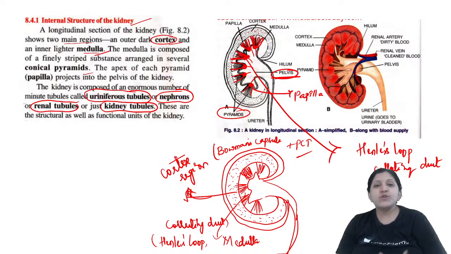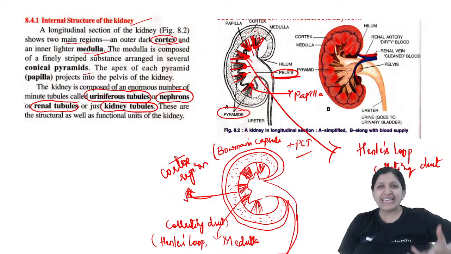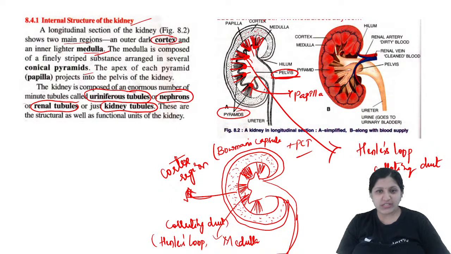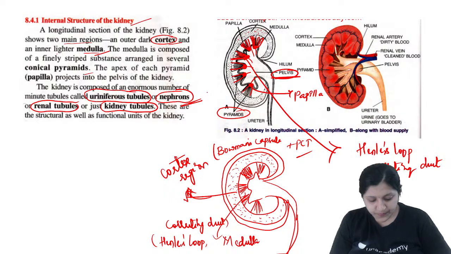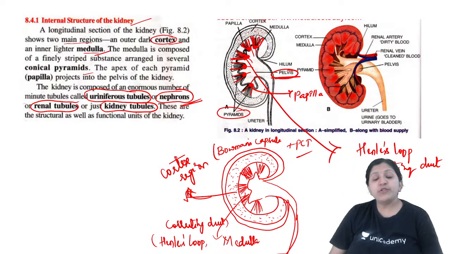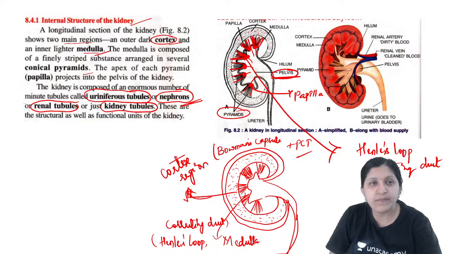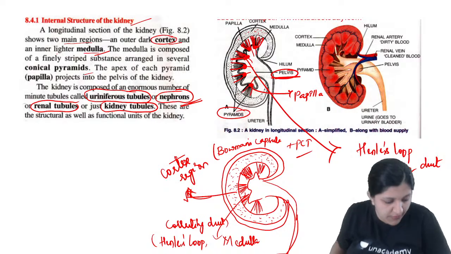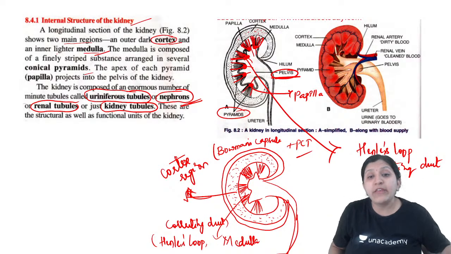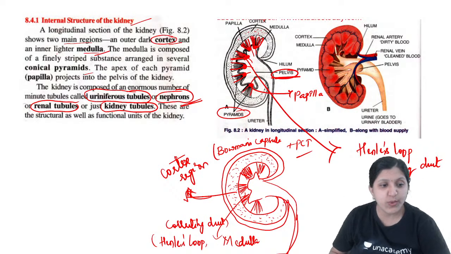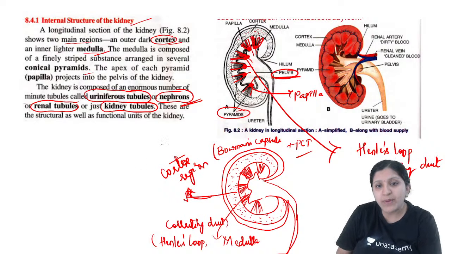They might ask you to draw the structure of a renal tubule. So don't keep thinking about what a renal tubule or a kidney tubule or a uriniferous tubule is. It is all one and the same. It is basically the nephron. So you need to draw the structure of the nephron. Since it is subjective type, they can ask you to draw the nephrons, or they can give you a diagram-based question also. You should be able to solve this one.